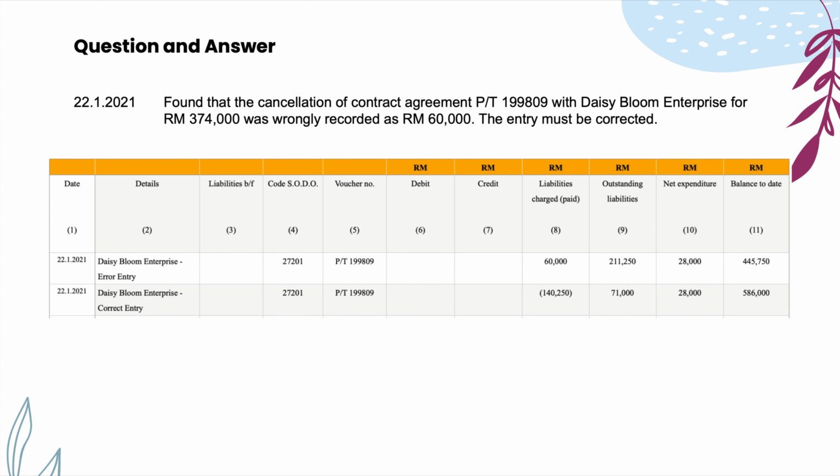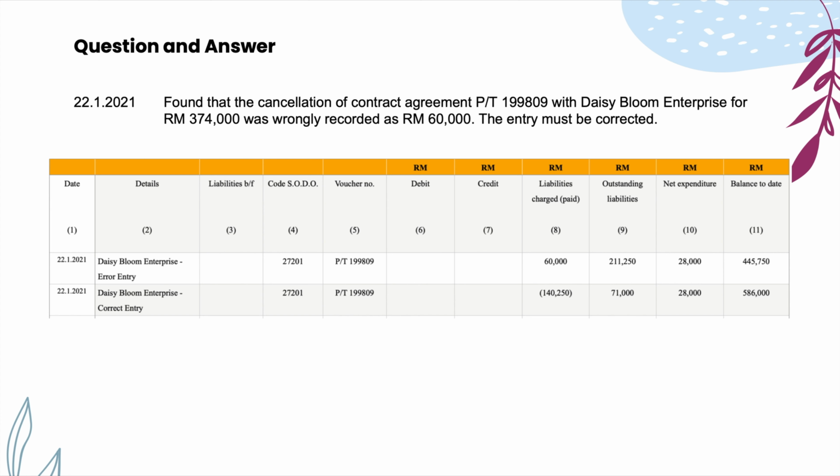So the amount of 60,000 ringgit in 8 column will be recorded. Then the outstanding liability is now increased to 250,000 ringgit. And the balance to date is decreasing by 60,000 ringgit. Second transaction, we will make a correct entry by adjusting the entry using the correct amount issued, which is 140,250 ringgit. In 8 column will be recorded in bracket to indicate that it has been cancelled.